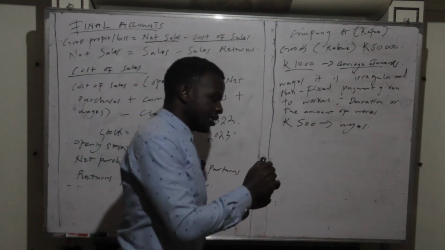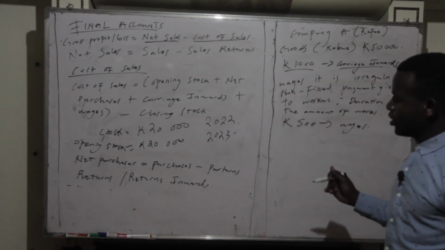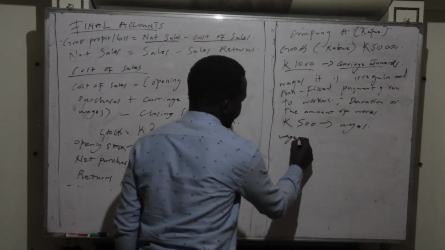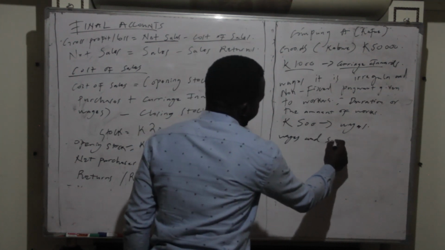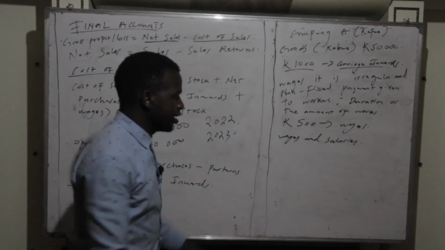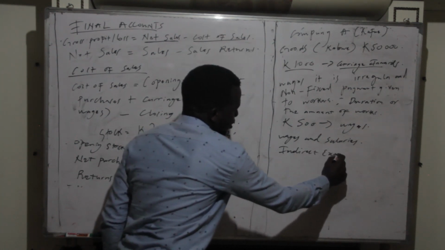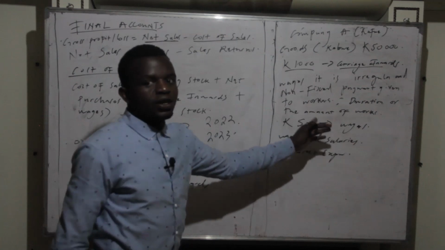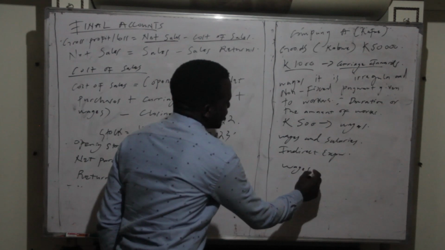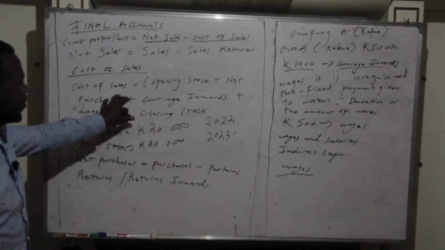But sometimes when you're writing down your financial statements, you're going to discover that you'll be given, for example, this type of account, wages and salaries. That means that this type of account is an indirect expense, and this has to be shown in the profit and loss account. But in a case whereby you have been given wages, this has to be shown in the trading account, and it has to appear on this formula.